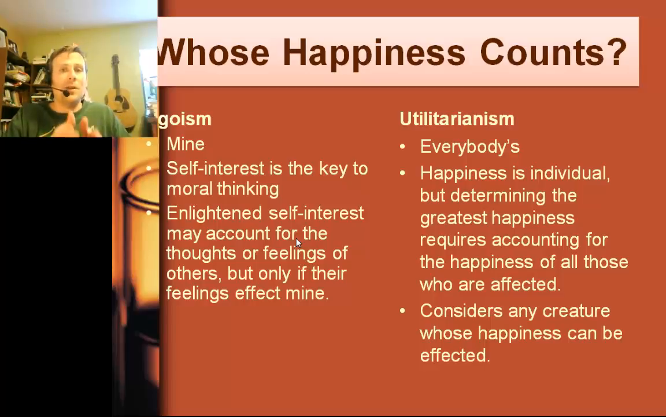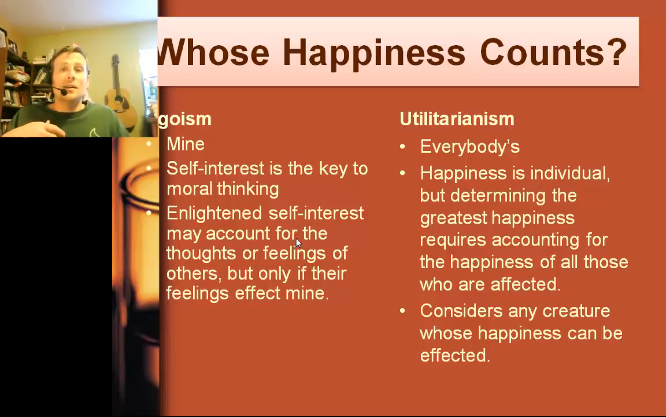We're happy kind of individually, like we each have different levels of happiness. But the idea for the utilitarian is to produce the greatest amount of happiness possible, right? To maximize happiness. And this means we have to consider the desires of everybody involved in the decision.